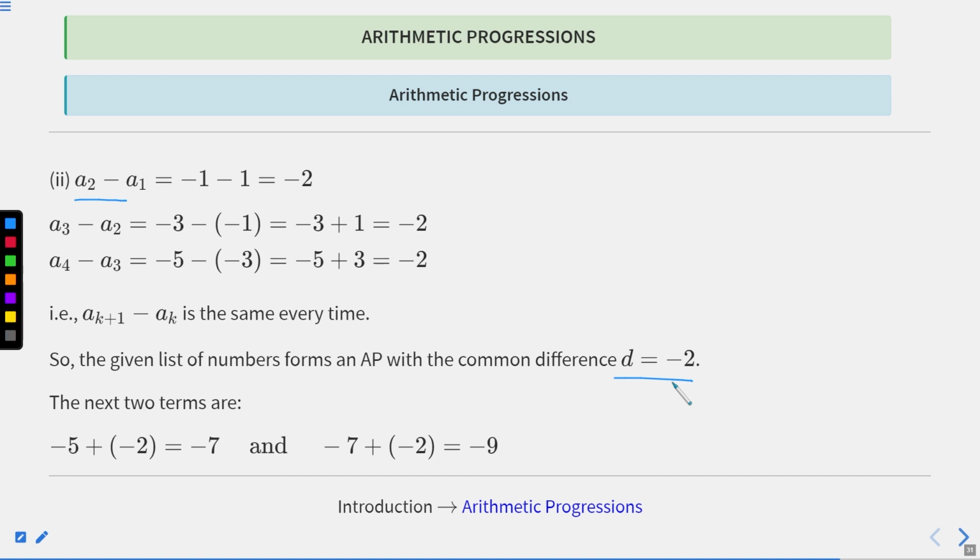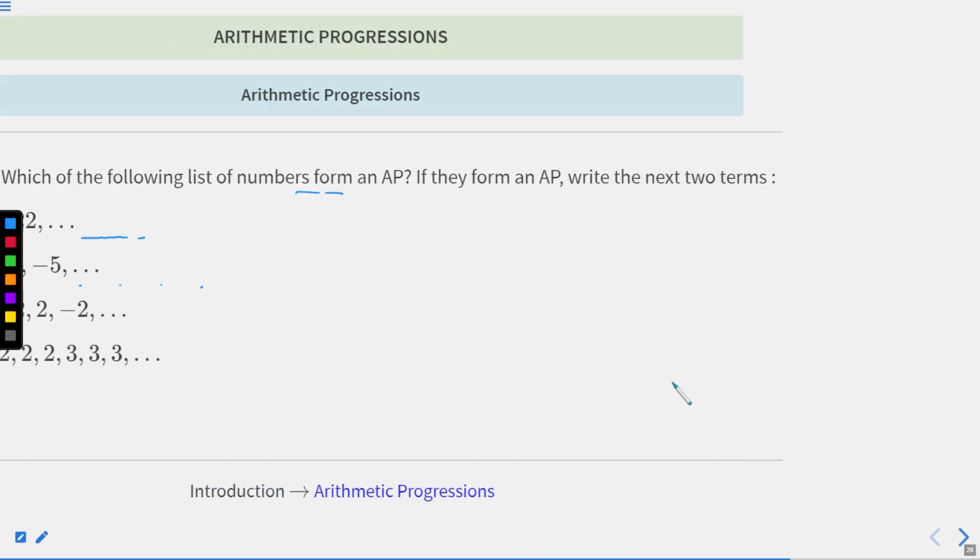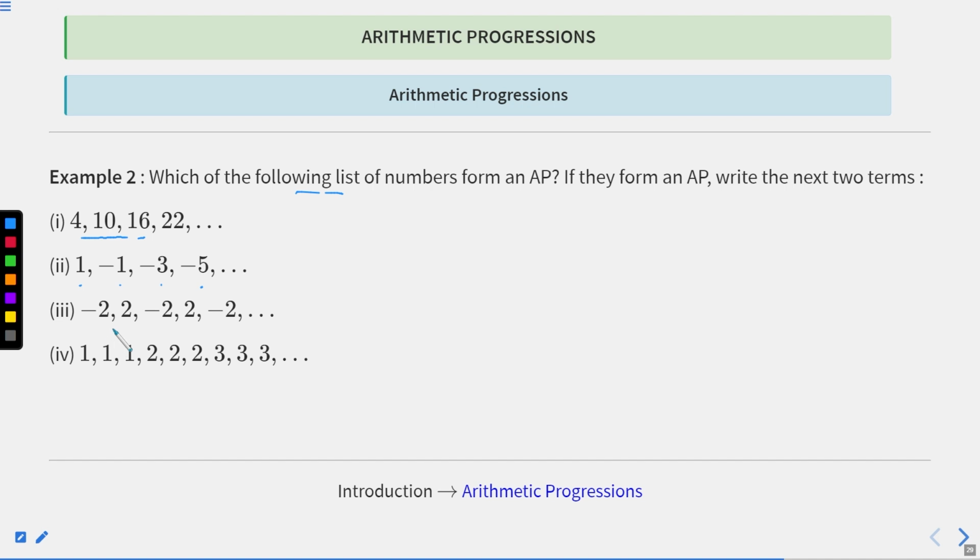Now let us see question number 3. In question number 3 we have minus 2, 2, minus 2, 2, minus 2, 2 and so on. Now we have to check whether this list of numbers forms an AP or not. So let us see.